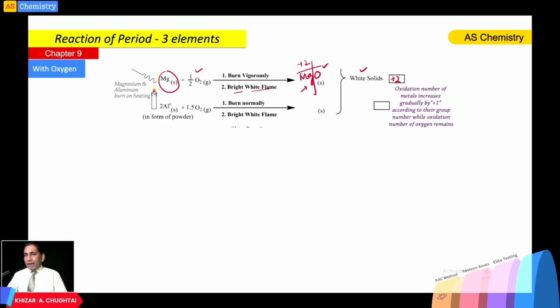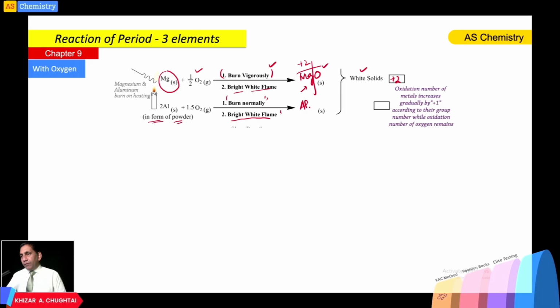Now the next one, when aluminium is allowed to react with oxygen, it must be in powdered form to react. It is also going to burn with a white flame, but the reaction is the normal reaction. It's not a vigorous reaction. In case of magnesium, the reaction was vigorous. In case of sodium, the reaction was also vigorous. But in case of aluminium, the reaction is normal.